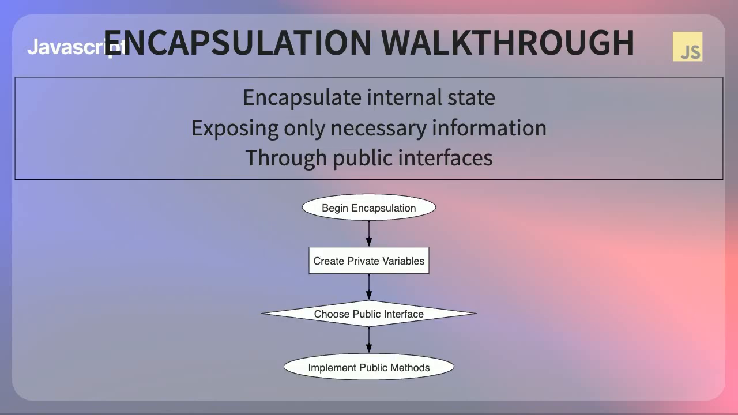Now that we've seen a practical example, let's walk through the process of encapsulating our code. We'll create a class with private variables and public methods to interact with those variables.